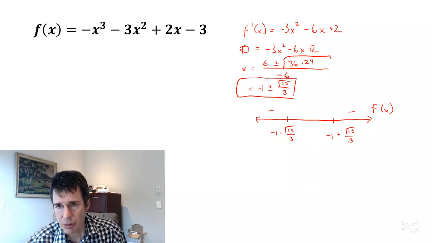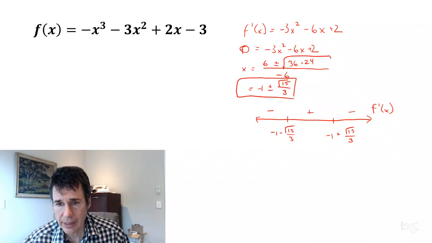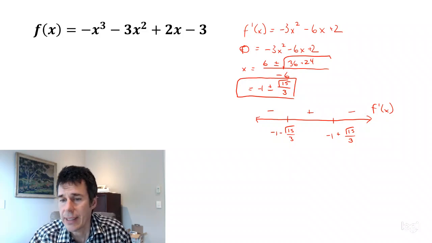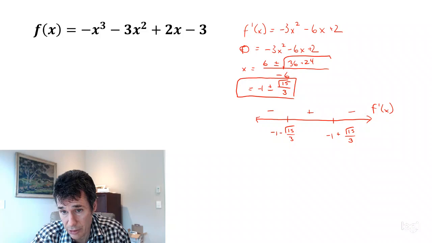Again, in this region, negative 1 is a nice number to put in, so we have negative 3 plus 8 plus 2, so it's going to be positive. So our function is decreasing, increasing, and then decreasing. Our critical numbers are negative 1 minus square root of 15 over 3 and negative 1 plus square root of 15 over 3. These two numbers are where we potentially have local extrema.